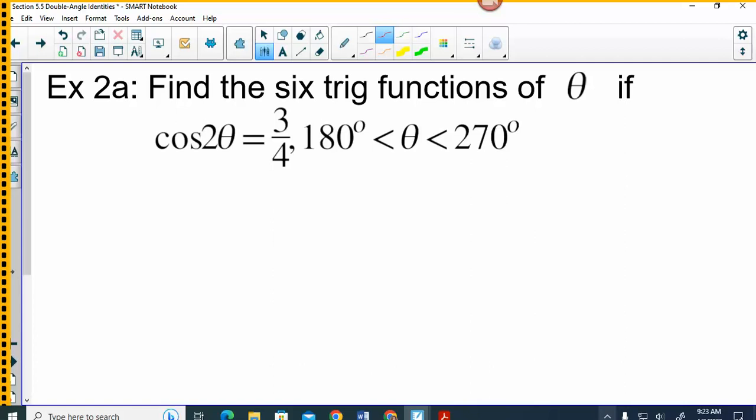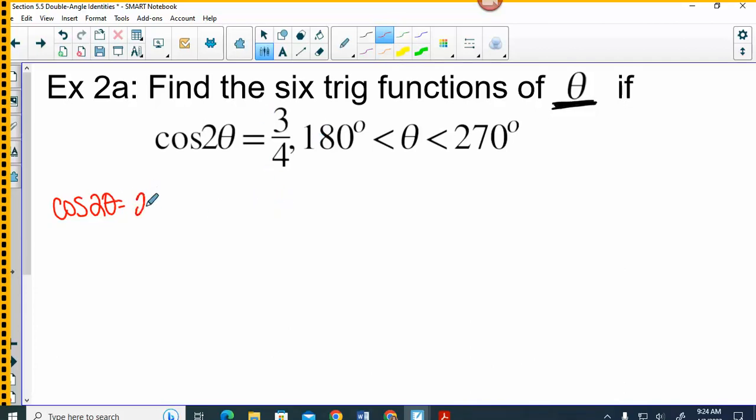So I've changed it. I'm asking you to find the 6 trig functions of theta this time, not 2 theta. And what I gave you is the cosine of 2 theta. So let's start here. Cosine 2 theta. We have 3 different formulas we can use for cosine 2 theta. If I wanted to find cosine theta, then I might choose to use the variation that involves only cosine.